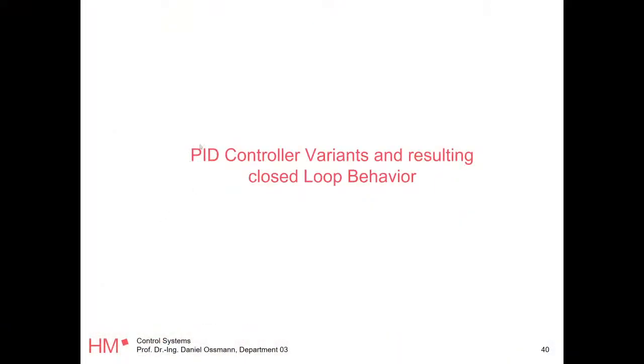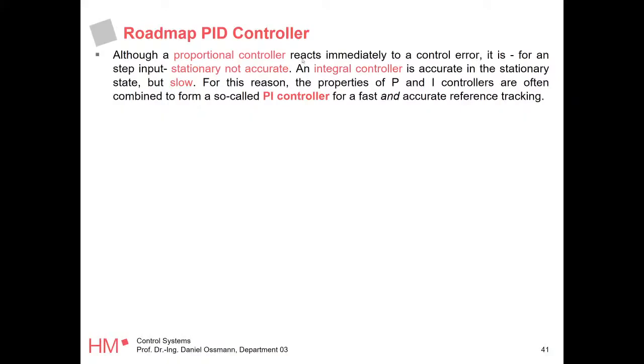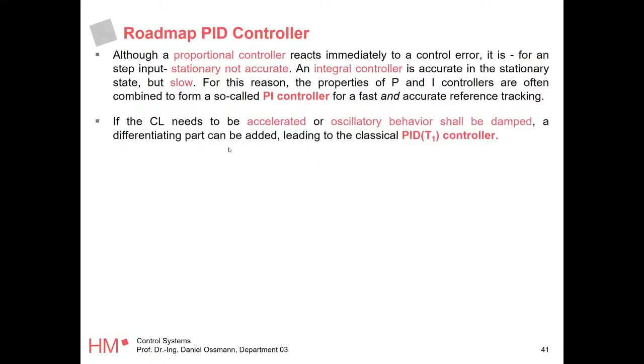So obviously the PID controller has certain variants, right? The proportional controller reacts immediately, so it's fast, but it leaves you some error. An integral controller is accurate, but is slow. And this is why we're going to combine this to the PI controller, which is fast and accurate. So a PI controller is actually very often a good choice. If you figure out the PI controller still needs to be accelerated, and the oscillatory behavior shall be damped even more, you end up with a PID controller.